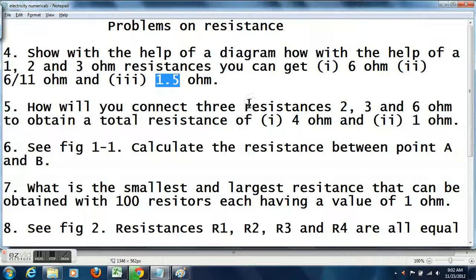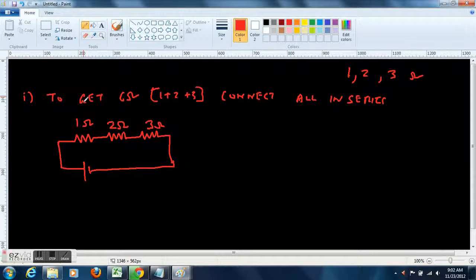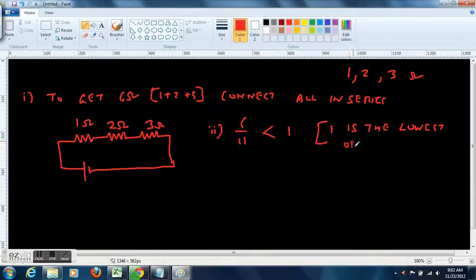Now the question is, how can I get a resistance of 6 upon 11? Now we know that 6 by 11 is less than 1, and in a parallel connection the net resistance is always lower than the lowest resistance, and 1 is the lowest of the 3 resistances. So since 6 by 11 is lower than the lowest resistance, which is 1 ohm, this connection has to be parallel.